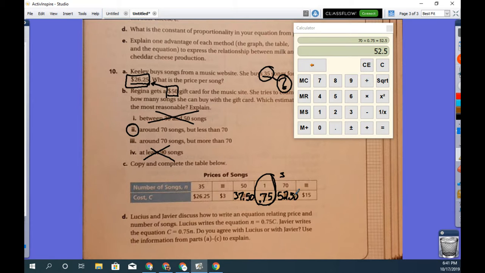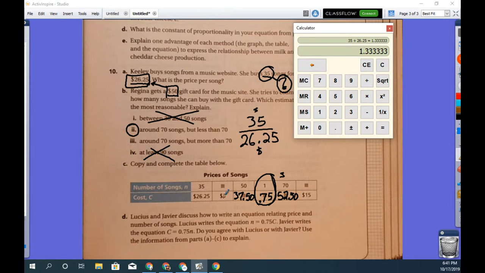Okay. Now we're going to figure out the rest. So now I need to figure out how many songs I get per dollar. To figure out how many songs I get per dollar, I'm going to take 35 songs and divide it by the number of dollars that it costs for those 35 songs. That's going to give me my songs per dollar. These are dollars, these are songs. So we take 35 songs, divide it by 26.25, and I get 1 1/3 songs per dollar.